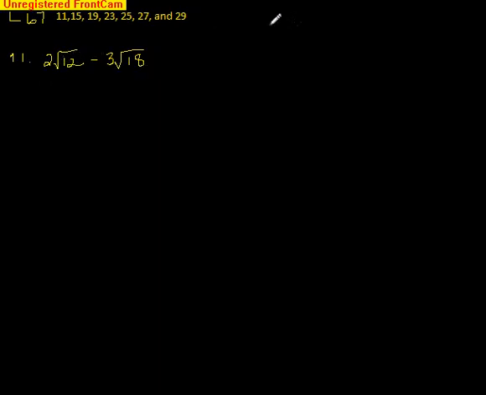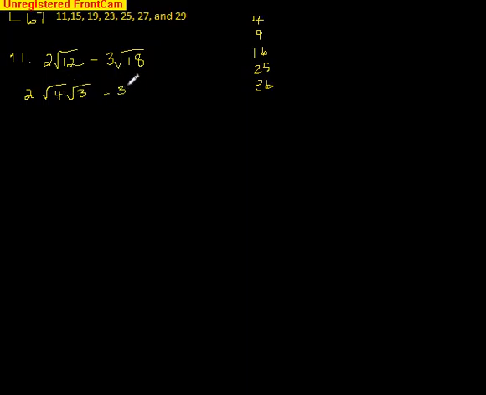So we find the biggest perfect square. So we have 4, 9, 16, 25, 36. That should be enough. So I'm going to find the biggest perfect square that divides into 12, and that would be 4. None of these other ones divide into 12 evenly. So we're going to get 4 square root of 3 is what's left, because 4 times 3 gives us 12.